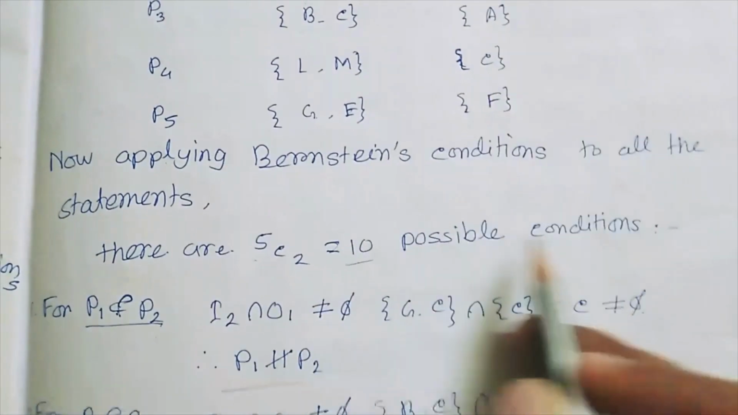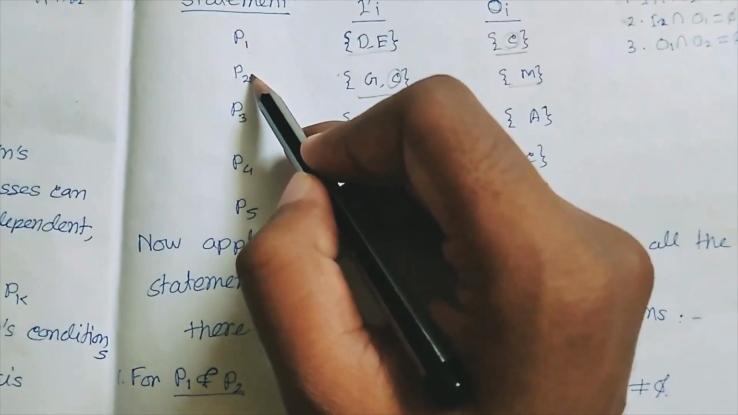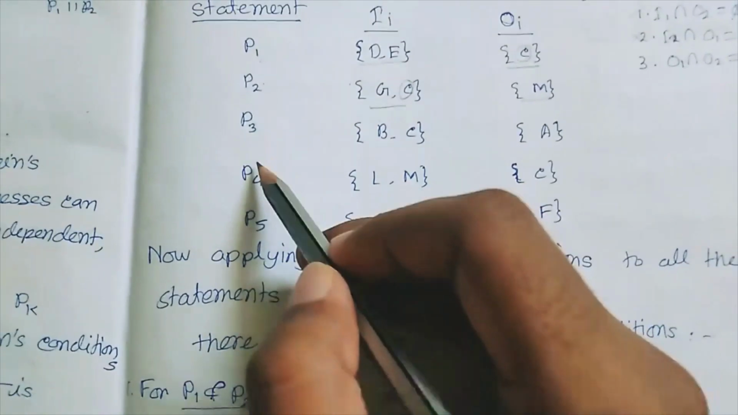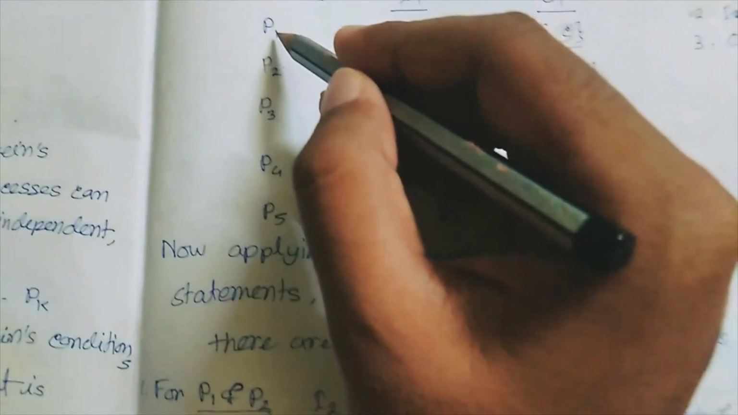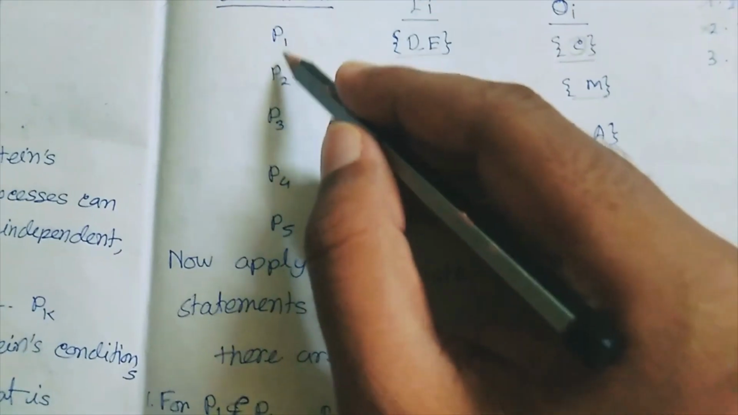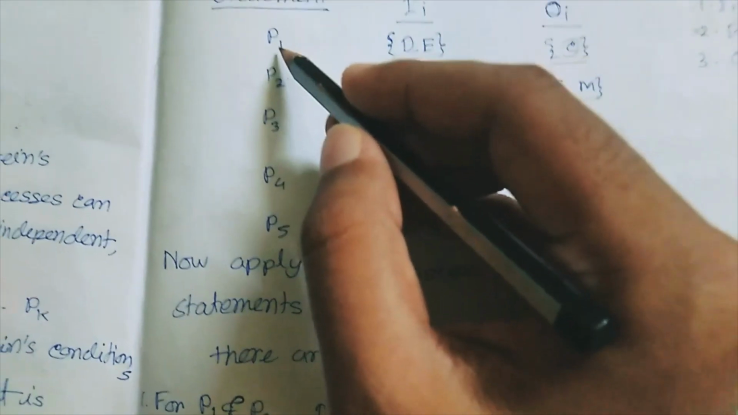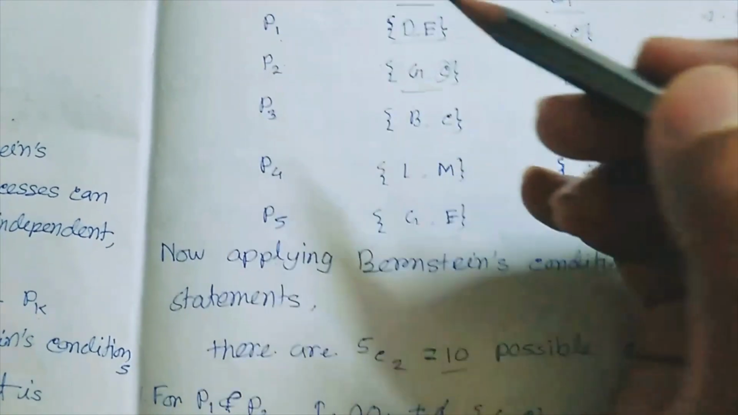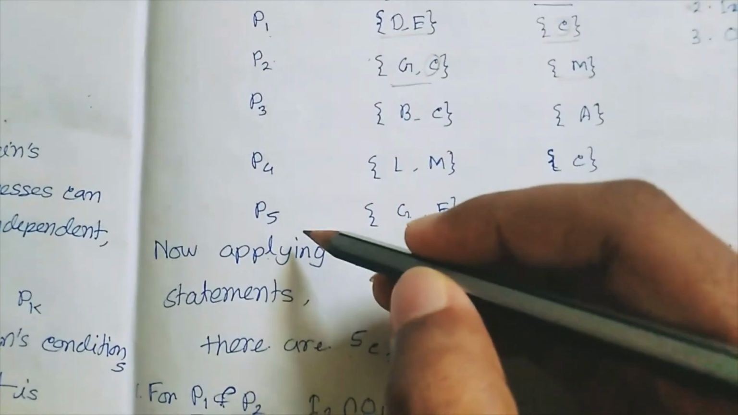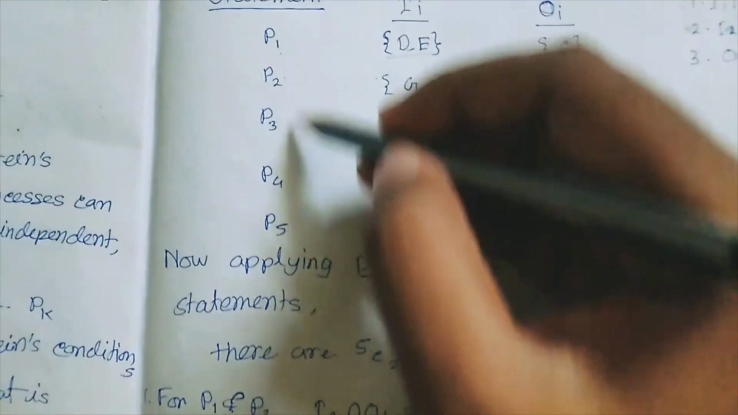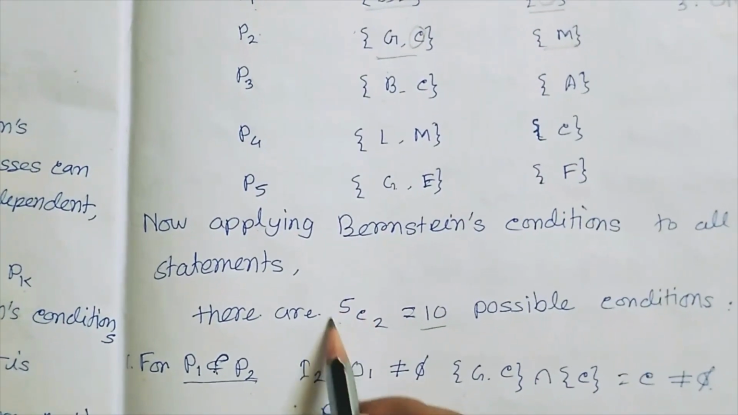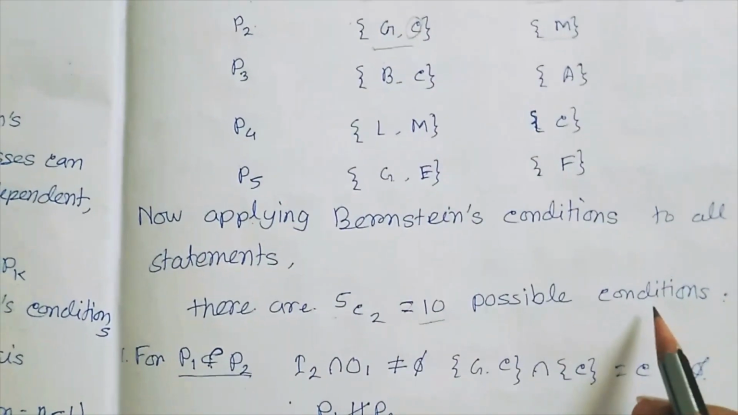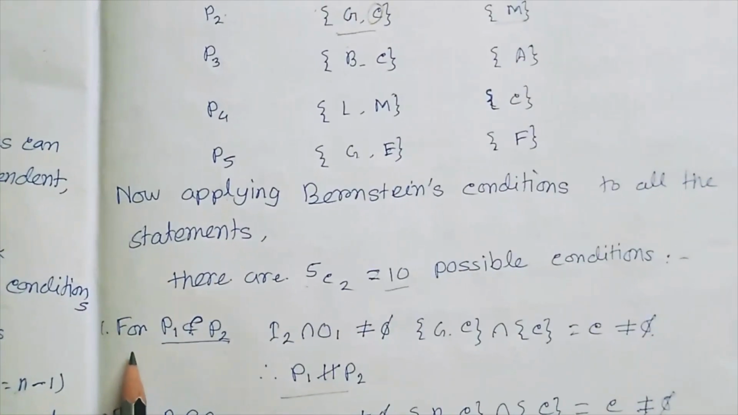There are 5C2 equal to 10 possible conditions. Here we have to compare P1 with P2, P2 with P3, P3 with P4, and P4 with P5. So we have to compare all of them pairwise. That means we can take only 2 at a time within these 5 statements. So we have done 5C2 equal to 10 possible conditions we have to check.